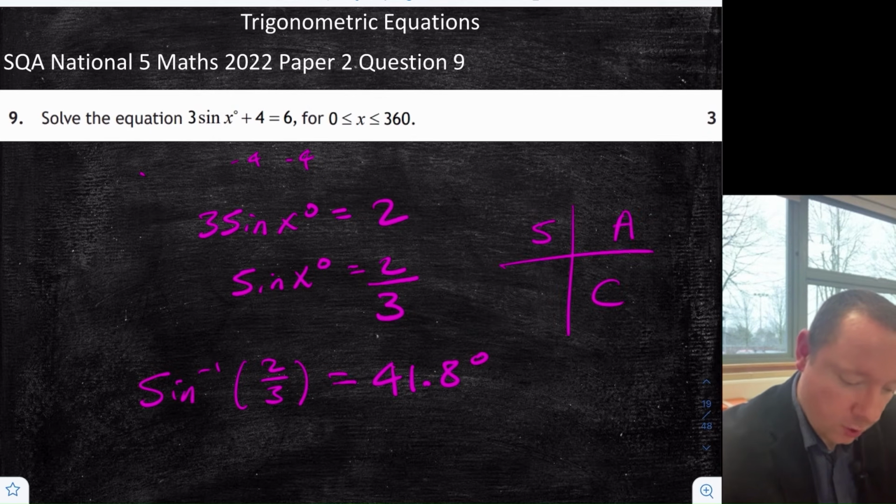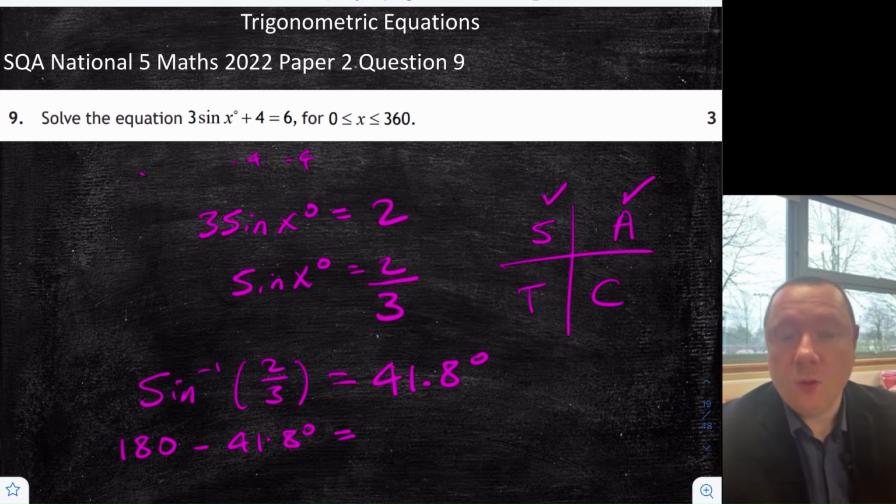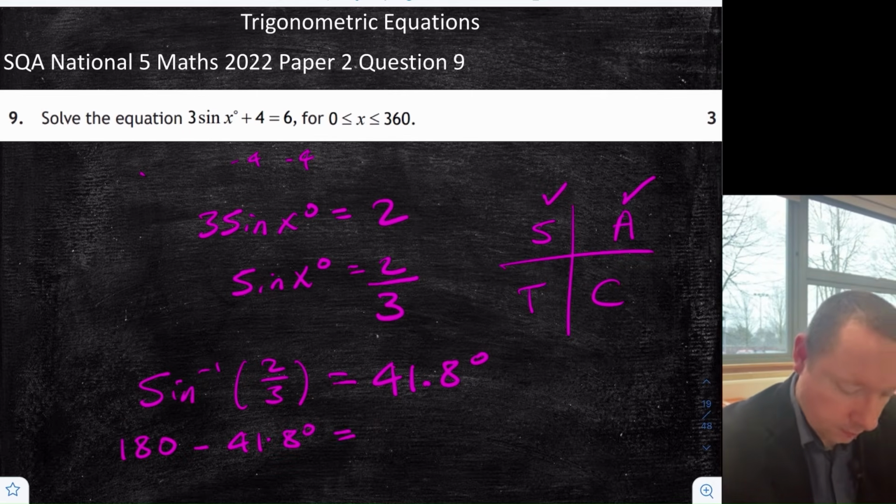And then you need to find your second value using your CAST diagram. So sine was positive, so it's A and S. So I need to do 180 minus 41.8 degrees, and that gives us 138.2 for our second mark there.